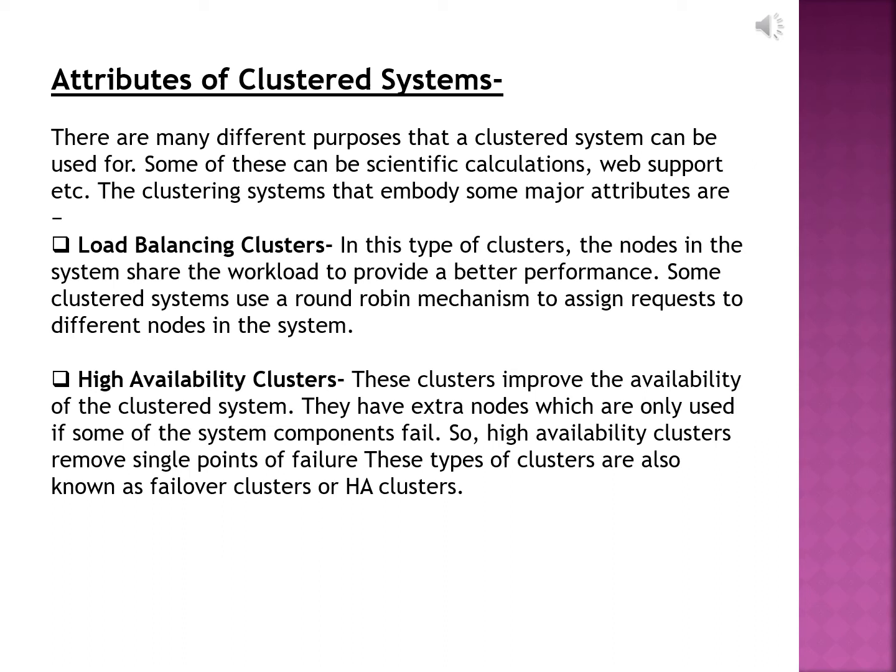The clustering systems that embody some major attributes are load balancing clusters and high availability clusters. In load balancing clusters, the nodes in the system share the workload to provide better performance. For example, a web-based cluster may assign different web queries to different nodes so that the system performance is optimized. Some clustered systems use a round-robin mechanism to assign requests to different nodes in the system.